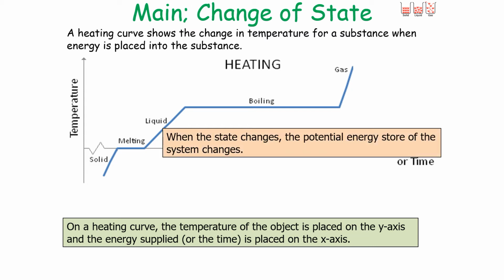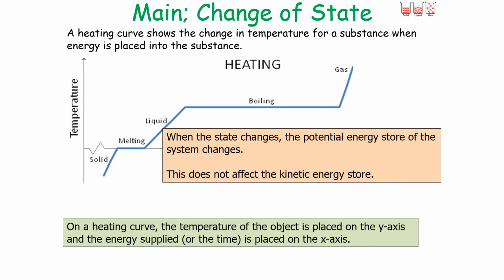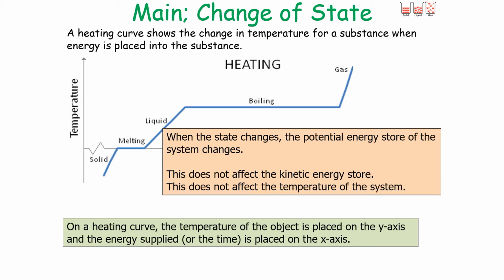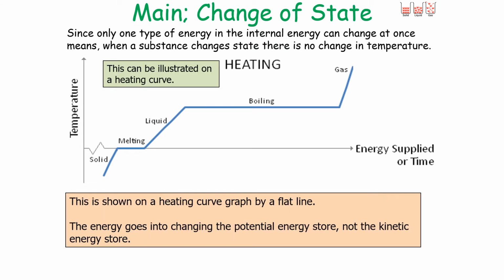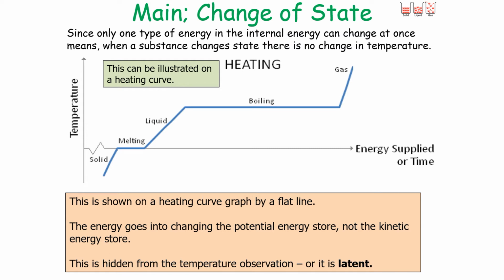Now when the state changes, the potential energy store of the internal energy will change. However, the important thing to note is the kinetic energy store would be unchanged. So this means the temperature of the system, which is determined by the kinetic energy store, would be unchanged. What this can also mean is that when we show this on a heating curve, when the object changes state, it is shown by a flat line, because the energy is going to change the potential energy store, not the kinetic energy store. So it's hidden, this energy, from the temperature observation.